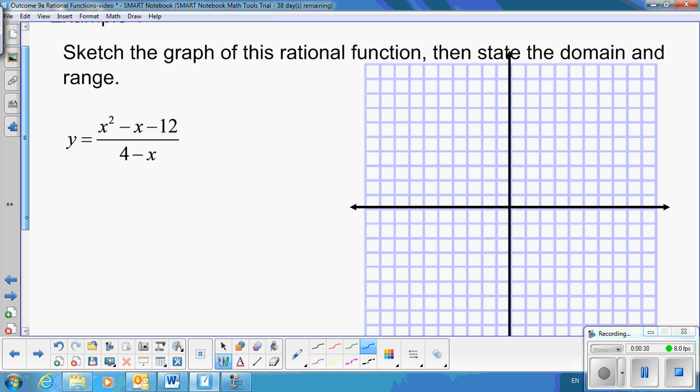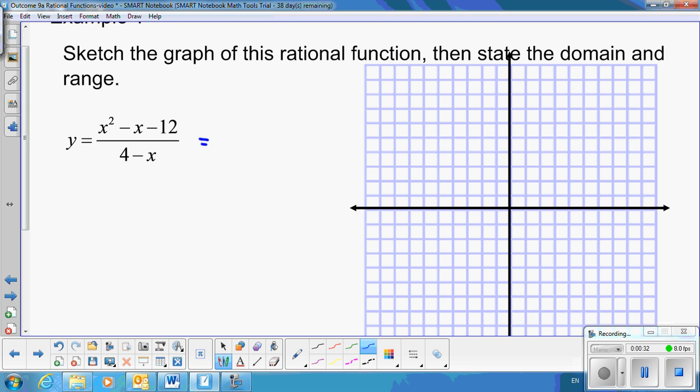So the very first thing that we want to do is factor the numerator and the denominator. I'm going to factor out a negative out of the denominator so that it becomes x minus 4. In the numerator, I can factor that into x minus 4 and x plus 3. So we end up with a factor in the numerator and denominator that cancel out.